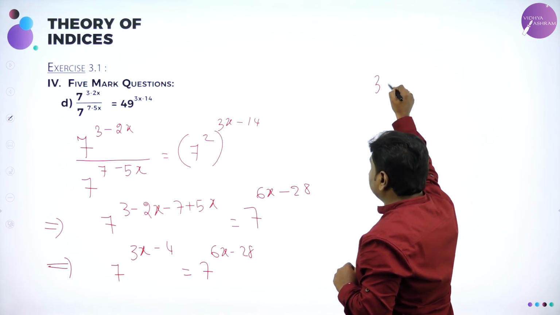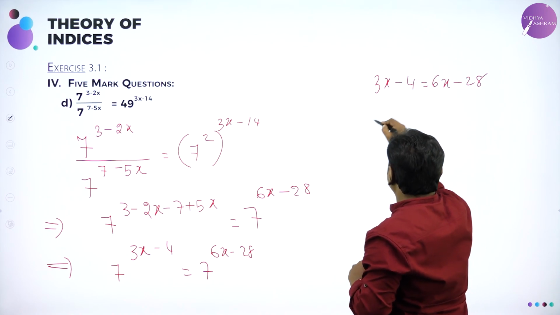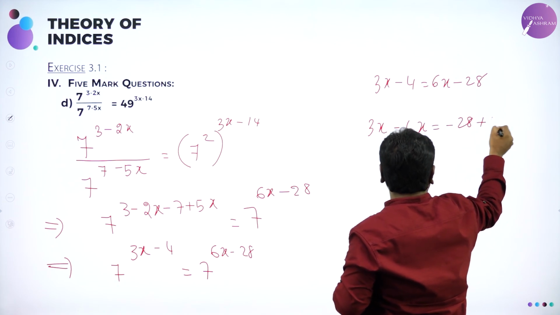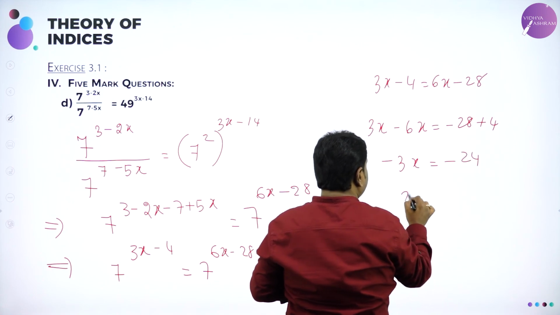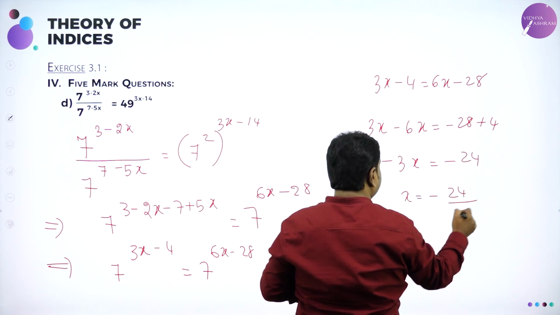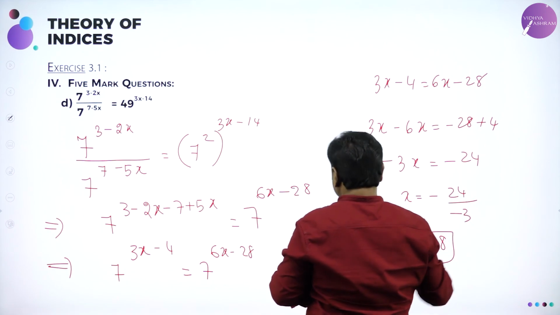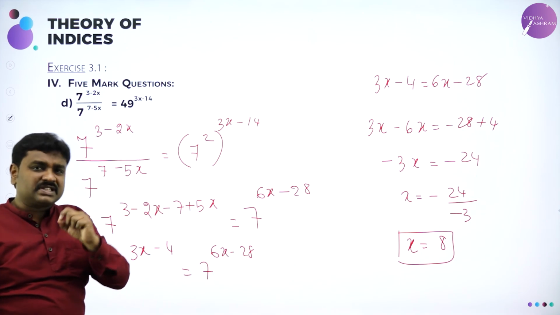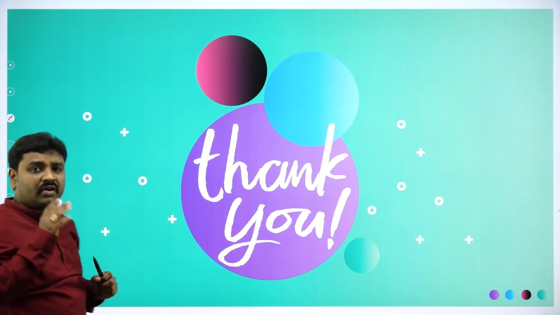So therefore 3x minus 4 is exactly 6x minus 28. So rearrange. 3x minus 6x is equal to minus 28 plus 4, or minus 3x is equal to minus 24, or x is minus 24 divided by minus 3, or x is positive 8. So minus minus cancels, 3 8s are 24. In every problem try to make the bases same so that you can equate the powers, and to make the bases same use law of indices.